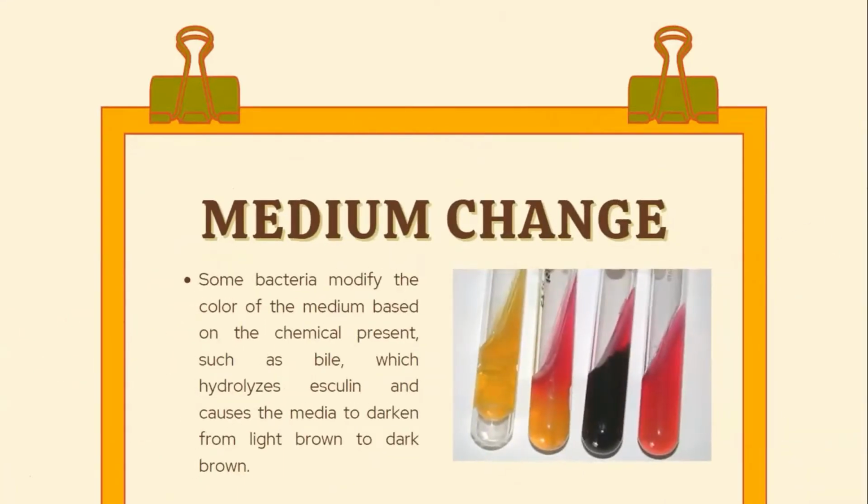And for the last one, we have the medium change. Bacteria modify the color of the medium based on chemical presence, such as bile, which hydrolyzes esculin and causes the media to darken from light brown to dark brown.